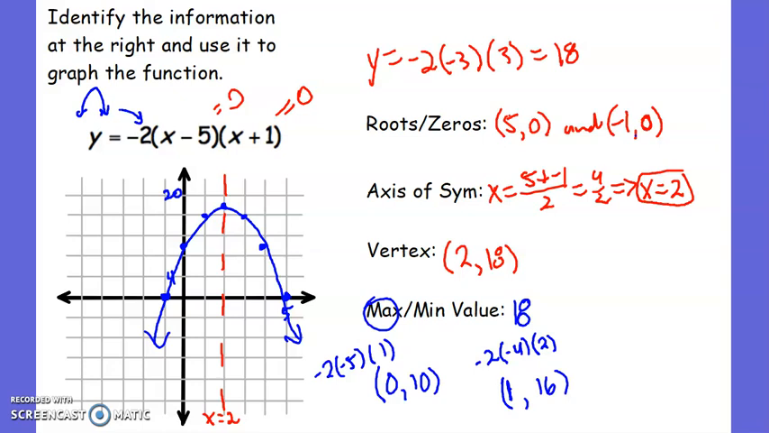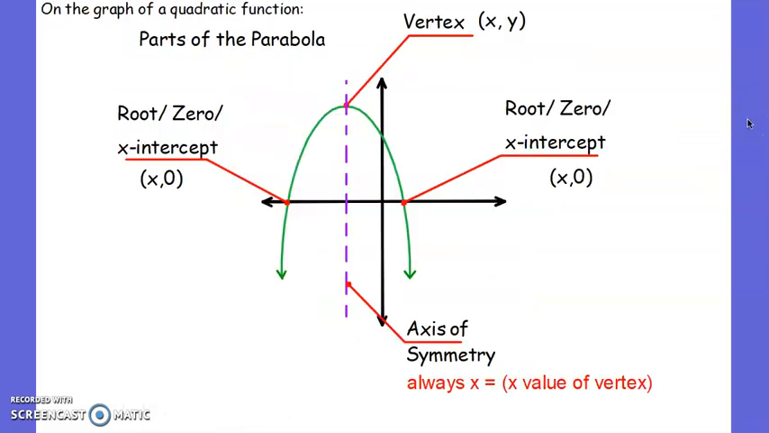One last note for you as far as graphing in intercept form goes. Again, as far as parts of our graph, we can start with our roots or our zeros here and here. Halfway in between is our axis of symmetry. And again, on that axis will always be our vertex. So again, all of those are very important parts to our parabola.